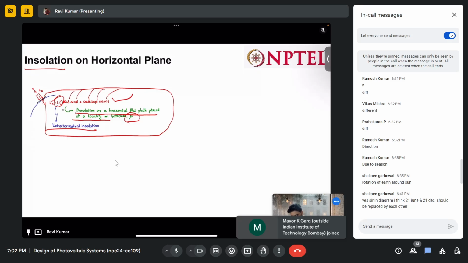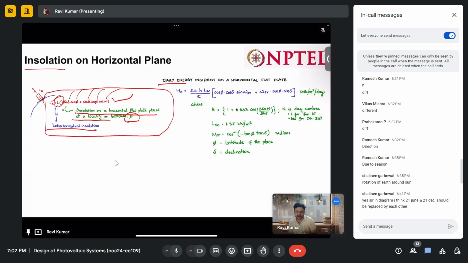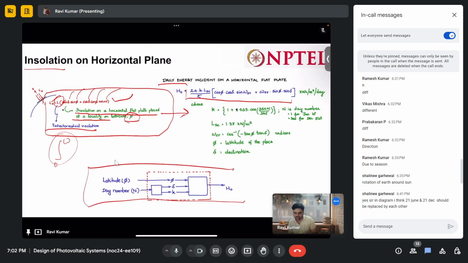Then we have daily energy. It means we are taking an integration over the hour angle, for the entire day, and this is the formula for that. If this insolation is integrated with the hour angle for the entire day, then we will get this. So using these two formulas, we can calculate insolation as well as irradiance, or the power as well as the energy. This is just an algorithm way. We put in the latitude, we put in the n number, and using these three different quantities, we calculate this H naught, that is the daily energy incident on the surface of a flat plate.